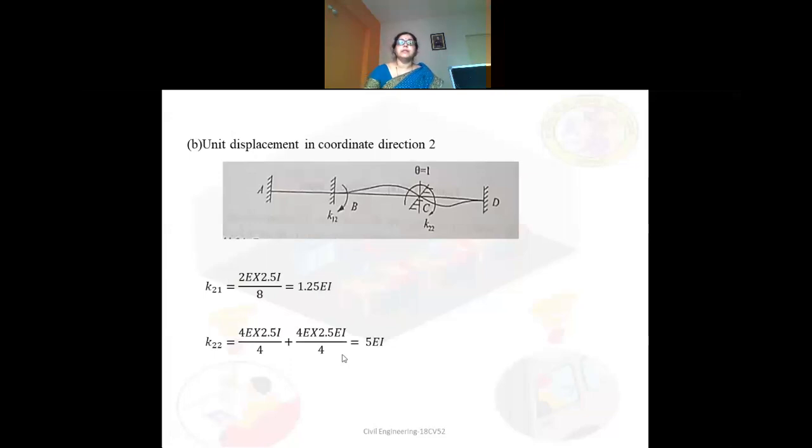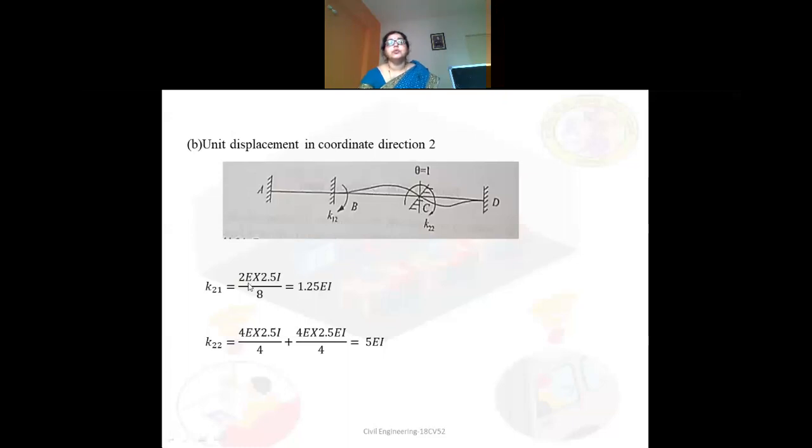So similarly, next I'll apply the rotation at coordinate 2, that is at support C. If theta C is equal to 1, for span BC it is causing hogging moment and at span CD it is causing sagging moment. So what is K21 or K12? Sorry, it should be K12. What is the force at coordinate 1 due to displacement at coordinate 2?